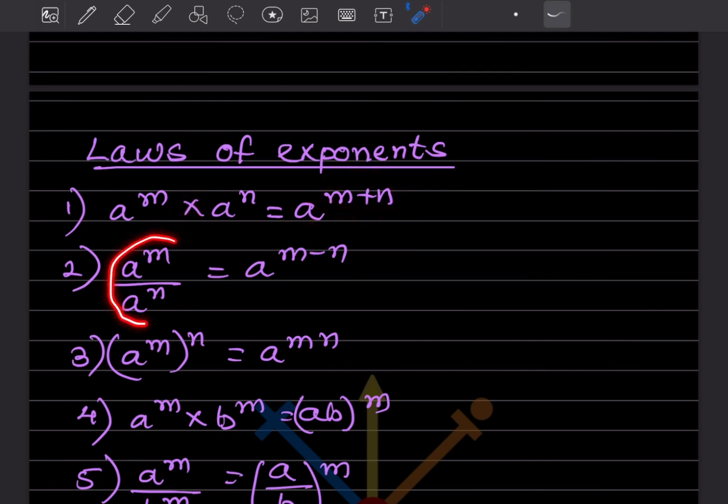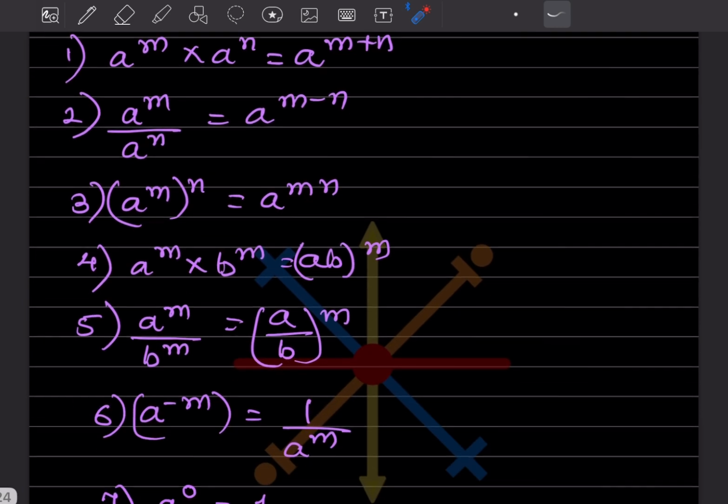Now a raised to m divided by a raised to n. Again, this is the base; when it is divided, the base is going to stay the same, and you have to subtract the powers, that is m minus n. Now a raised to m, and the whole thing raised to n. Here you have to multiply, so a raised to mn. When we write mn, it means m multiplied by n.